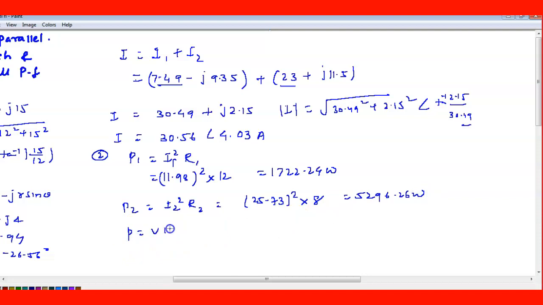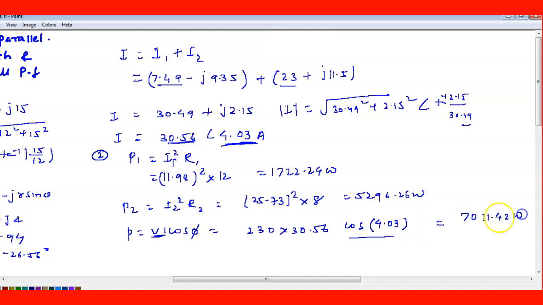Total power P is equal to VI cos phi. V is 230 and I is 20. Total current I is this one, 30.556 into cos phi. Cos phi means phi, which one I have to take? This, because the angle between the voltage and current is 4.03, right? If you find this, you will get 7011.42 watt. Okay, any doubt till here?